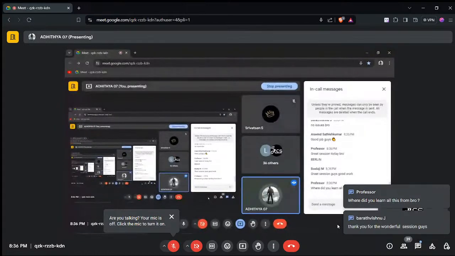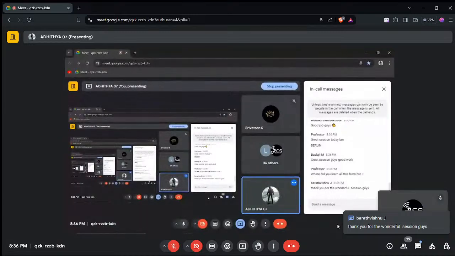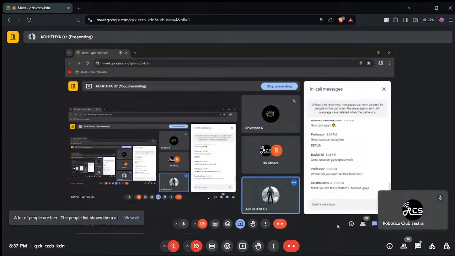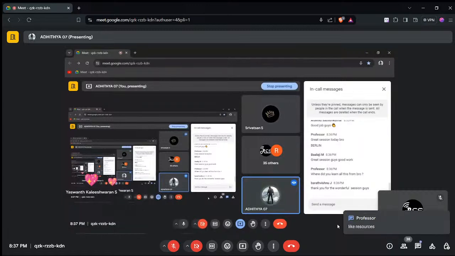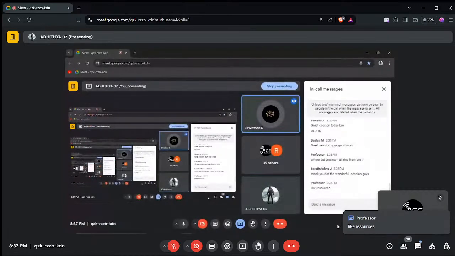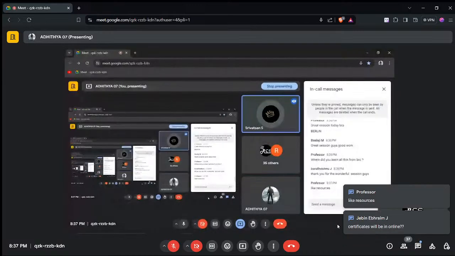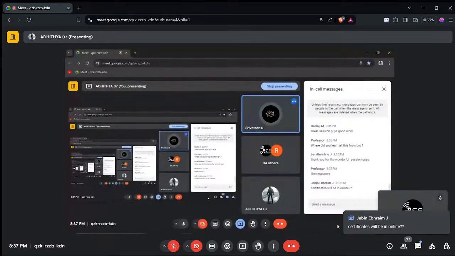Where did I learn all this? I just had the interest, went out there, tried some simple projects, burned a couple of ICs. Then I got what it is. I've burned multiple and also got smashed in other university projects and university competitions. Yes, the certificates will be online, soft copies.